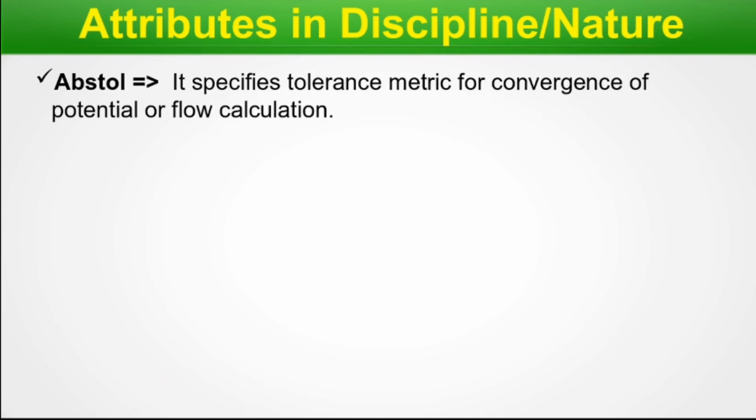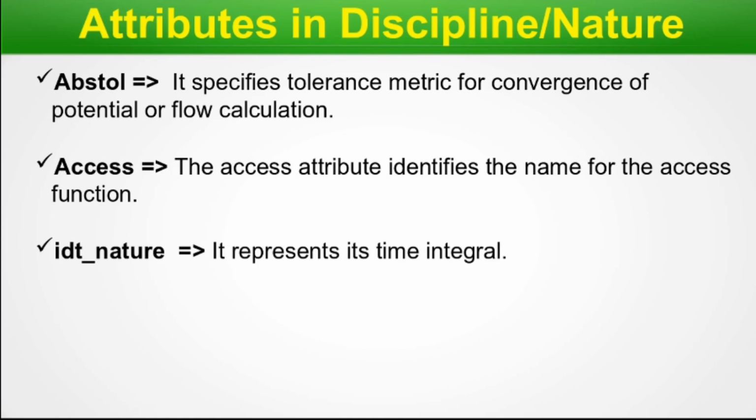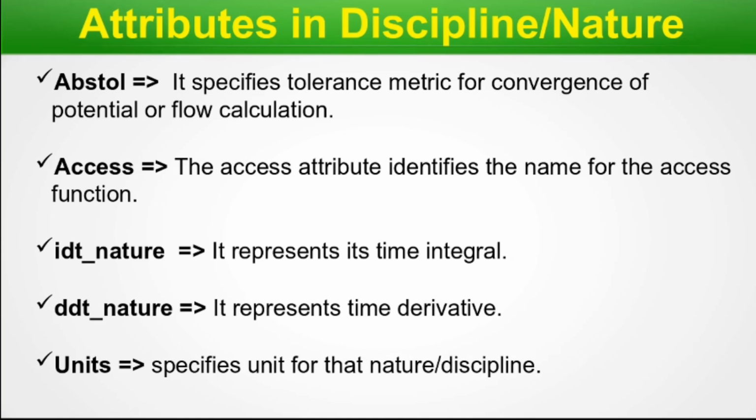Abstol specifies the tolerance metric for convergence of potential or flow calculation. Access: the access attribute identifies the name for the access function. IDT nature represents the time integral. DDT nature represents the time derivative. Units specifies the unit for that particular nature or discipline.